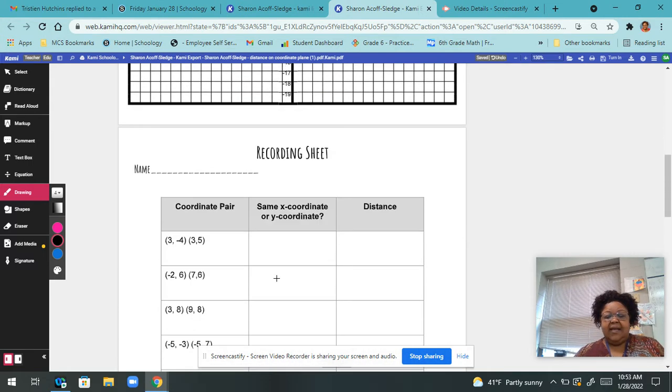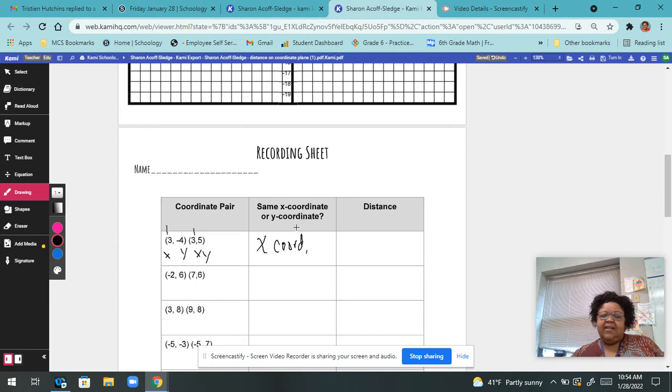And then it asked me, do I have the same x or the same y coordinate? So this is x and y, and x and y. My x's are both 3's. My y coordinates are different. So I have the same x, and I can just put x coord or just x, okay?